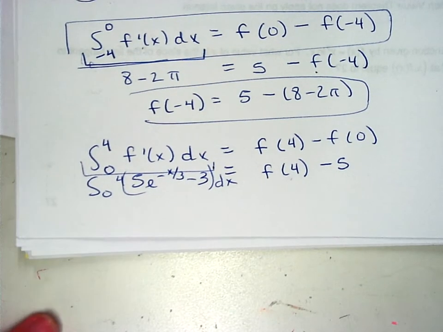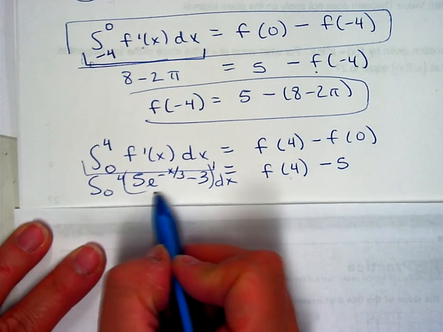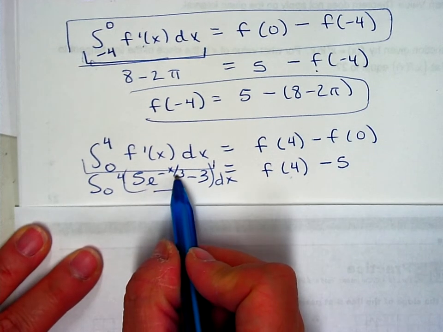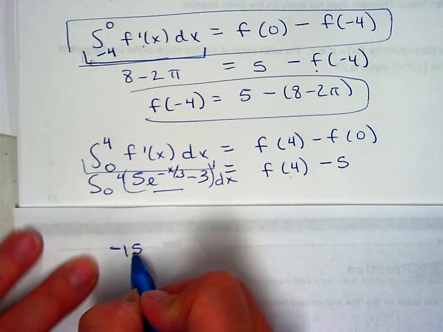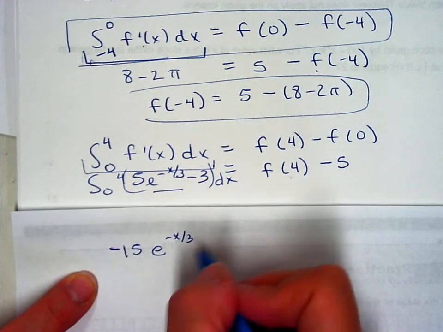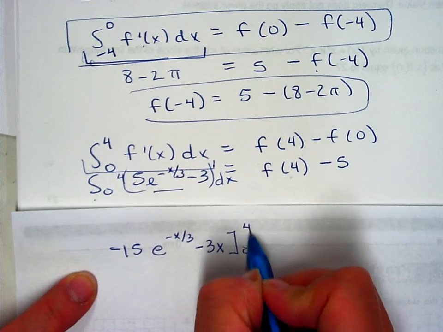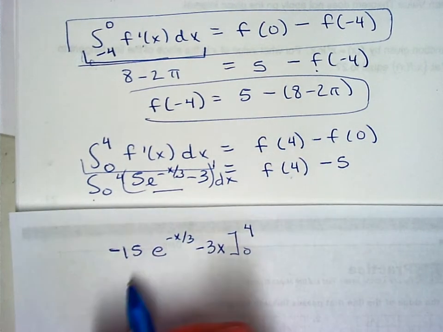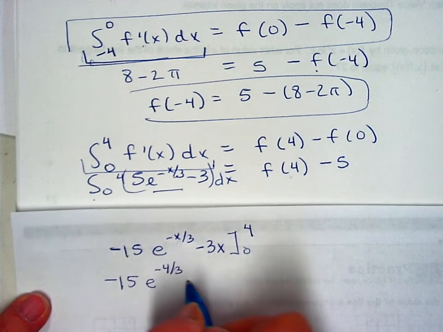Okay, so let's take this antiderivative. So again, I'm just going to do each piece separately. So the u in this problem is negative x over 3. Your du is negative 1/3. So remember that whole reciprocal idea? So this would be a negative 15 e to the u. The antiderivative of 3 is 3x. I have bounds 0 to 4. Okay, let's plug it in. Negative 15 e to the negative 4/3 minus 12.